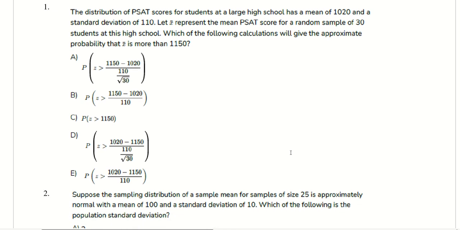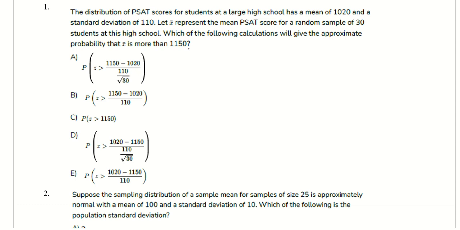So number one, the distribution of PSAT scores for students at a large high school has a mean of 1,020 and a standard deviation of 110. Let X bar represent the mean PSAT score for a random sample of 30 students at this high school. Which of the following calculations will give the approximate probability that X bar is more than 1150?